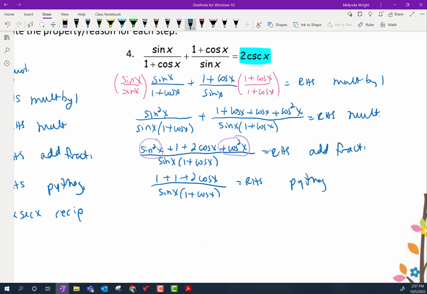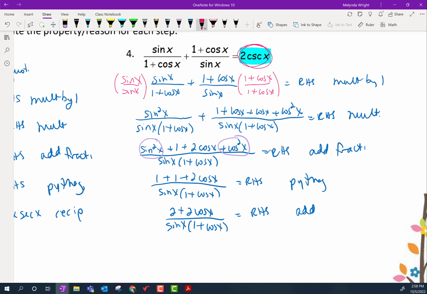We can add 1 plus 1, right? Whoever knew 1 plus 1 was so hard. It's right here in the middle. So that's 2 plus 2 cosine over sine times 1 plus cosine equals the right-hand side. We just added. Now we want to step back and take a look. I've got a 1 plus cosine in the bottom, so why shouldn't I have any pluses? Because the right side doesn't have any pluses. It's just 2 cosecant.